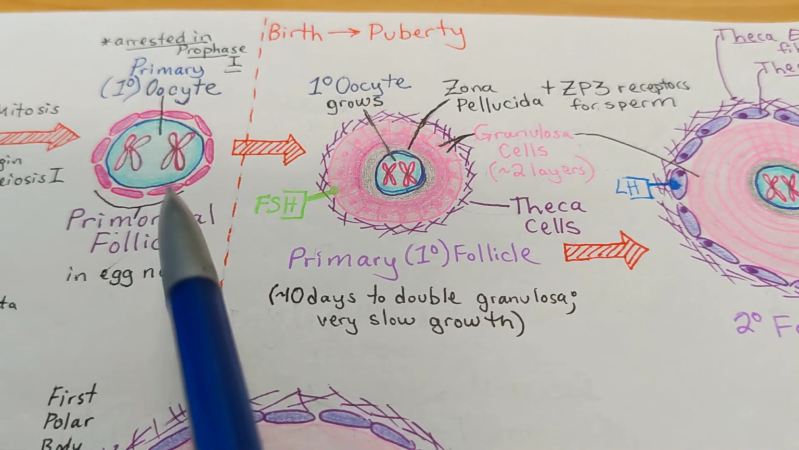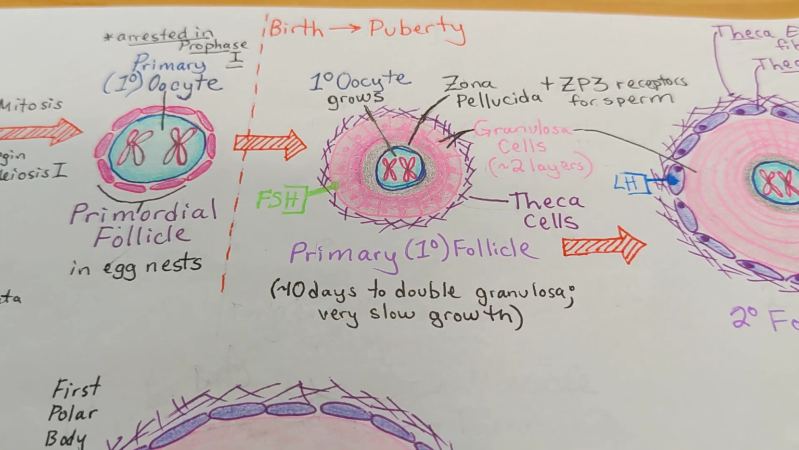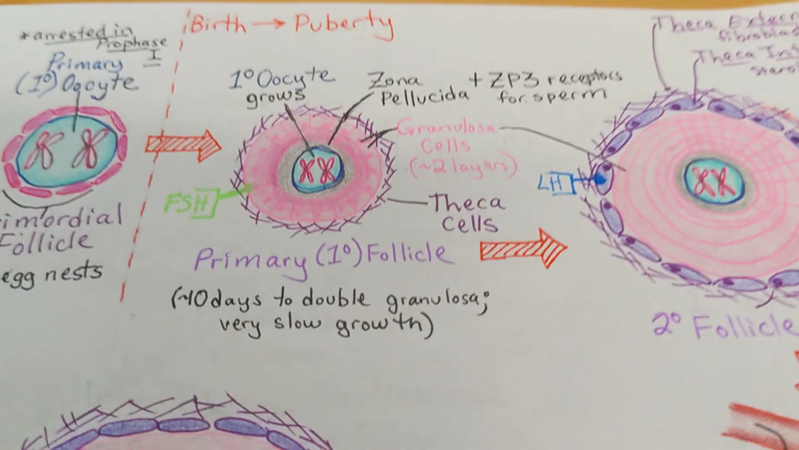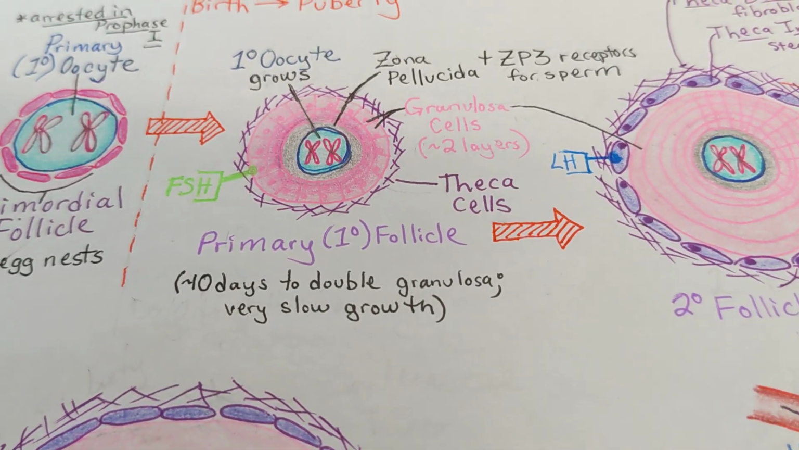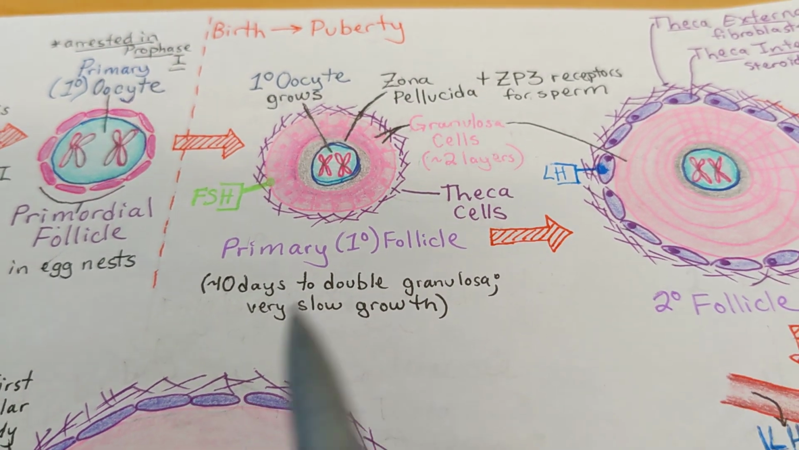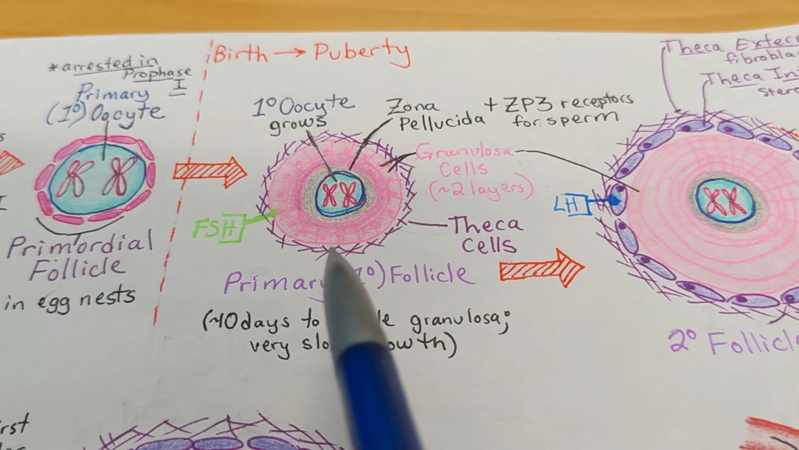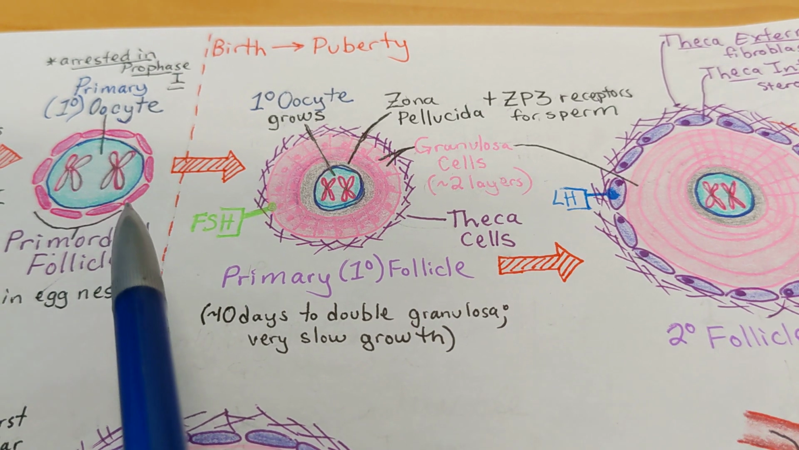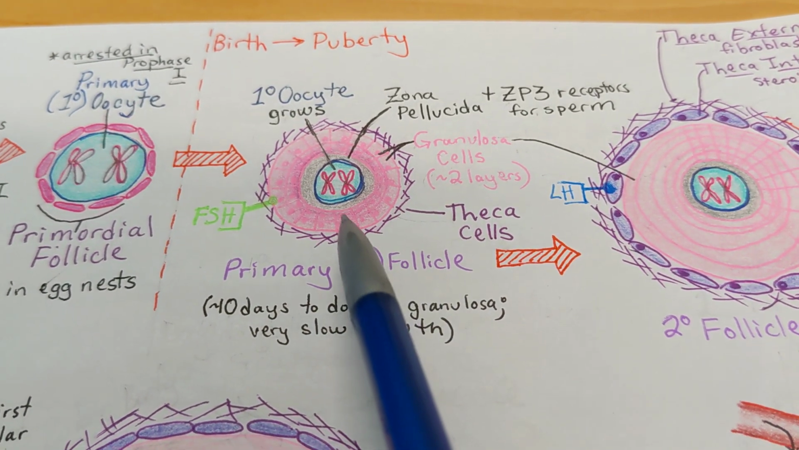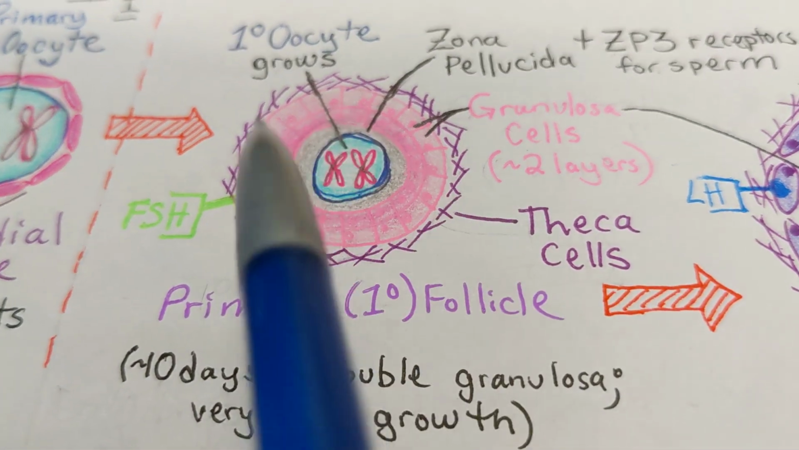These follicular cells are also going to start growing. They're going to start dividing. Now, it takes a long time for each of these cells to complete mitosis. In fact, it takes about 10 days to double the granulosa cell, so this is an excruciatingly slow process. But ultimately, what we're going to see here is that single layer of follicular cells is going to grow into many of these cuboidal cells, so kind of block-shaped cells.